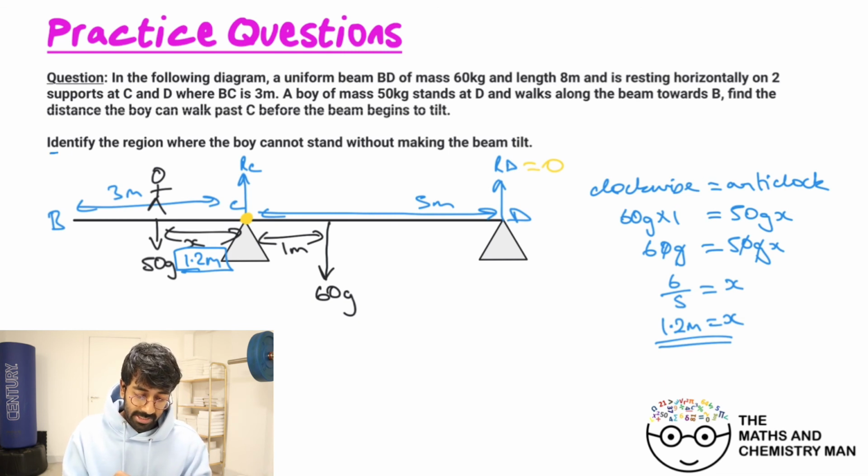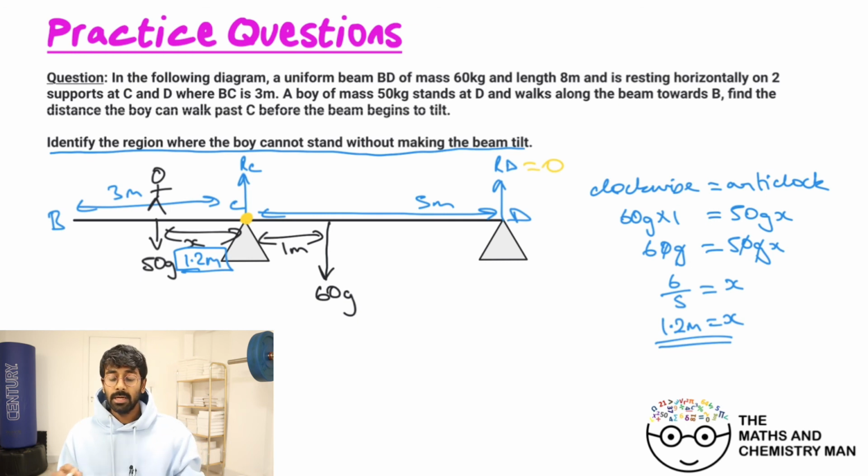So for the second part, identify the region where the boy cannot stand without making the beam tilt. Well, he can't stand anywhere further than 1.2 meters from C. Okay, so that's it. I hope that makes sense. And if that does, that's wonderful. If not, go back through it, watch it again.